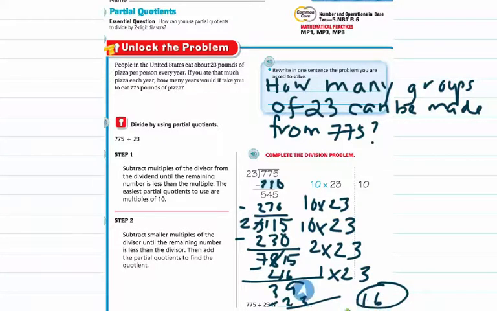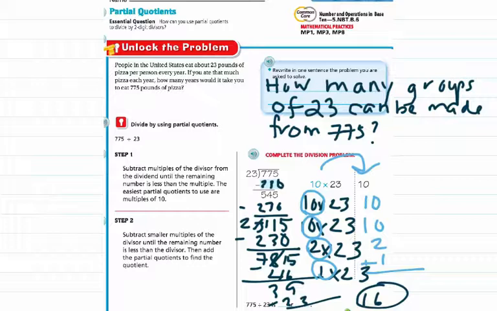Now, boys and girls, if you go back up to 23, we see that this remaining part of the dividend is left over and is less than 23. So now we're going to add up all the partial quotients. You see they brought the first one over for us. The second one was 10. The third one was 10. The fourth one was 2. The last one was 1. So we add up all these partial quotients. 10 plus 10 plus 10 is 30, plus 2 is 32, plus 1 more is 33, remainder 16.